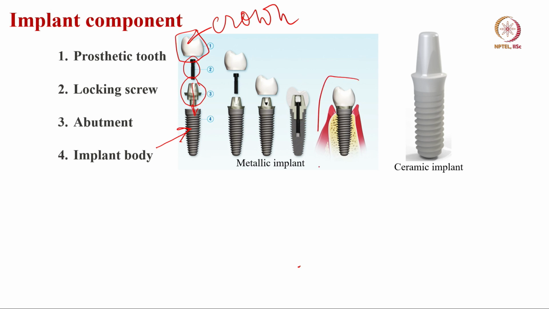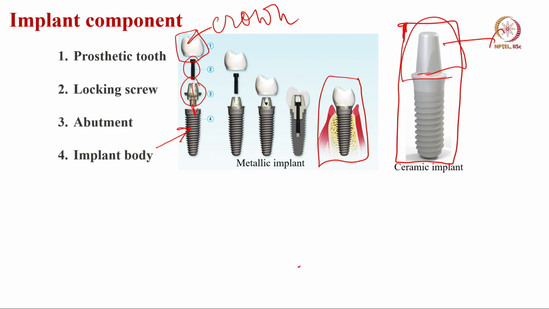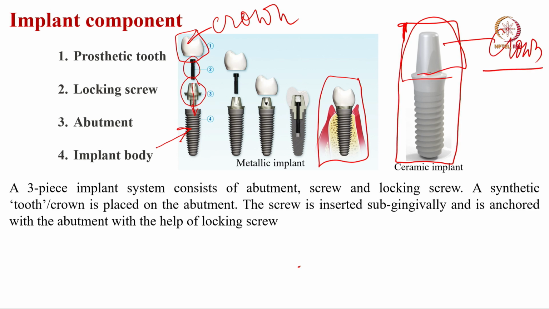So, you can see this is the complete placement of dental implants with prosthesis, which are used for the treatment of edentulism. And these are ceramic implants. This is a single piece implant which goes directly into the bone, and on top of it you have the prosthesis called a crown, which can be placed. A 3 piece dental implant consists of an abutment, screw and locking screw, and a synthetic tooth or crown is placed on the abutment. Okay.